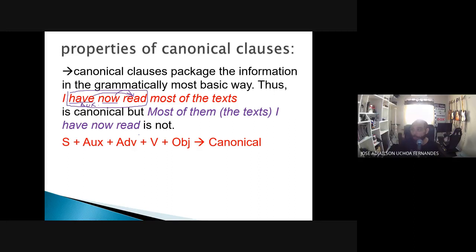Okay, so a verb capsule is when you have, for example, compound verb tenses like present perfect, future continuous, present continuous. In these verb tenses, you will normally have verb capsules because we do not have only one verb. We have the verb inflected and most of the times being preceded by at least one auxiliary verb. Sometimes an auxiliary verb and an adverb, like the case we are taking here. I have now read most of the texts. Okay?